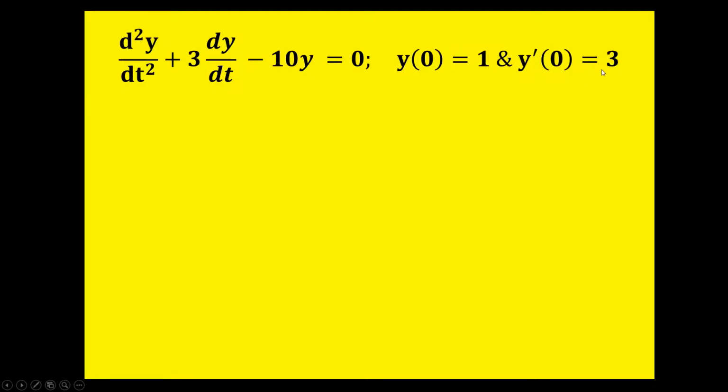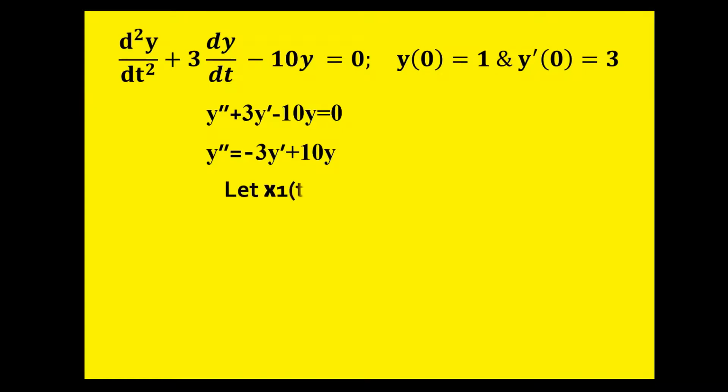This is the differential equation along with the initial conditions. This equation can also be written like this. Now the trick here is that we are going to change a second order differential equation into two first order differential equation by changing the variables.